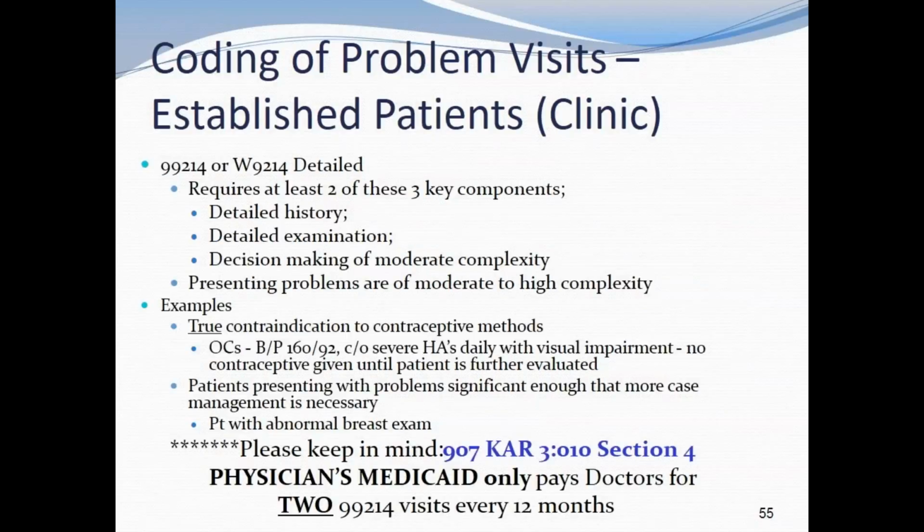Now, the next one that we have here on established patients is detailed, which is 99214. And this requires at least 2 of the 3 key components. And this is actually when the patient comes in and they're presenting problems of moderate to high complexity. And I give you examples because honestly, I think it's the easiest way to show you all what I'm talking about when I do this.